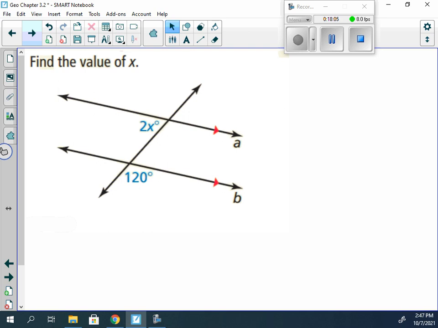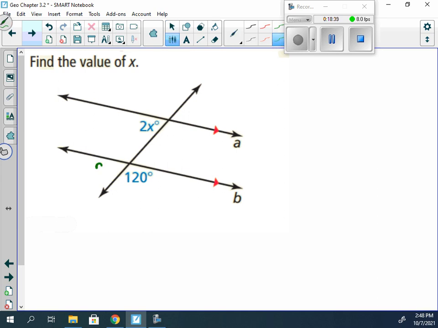So 2x and 120. They are on opposite sides of the transversal, yes? So we're stuck with alternate exterior or alternate interior. Are they alternate exterior or alternate interior? Neither, because alternate interior, they both have to be between the parallel lines, and they're not. Alternate exterior means they'd both have to be outside the parallel lines, and they're not. And they're not corresponding because they're not in the same location. So they're not going to be congruent.